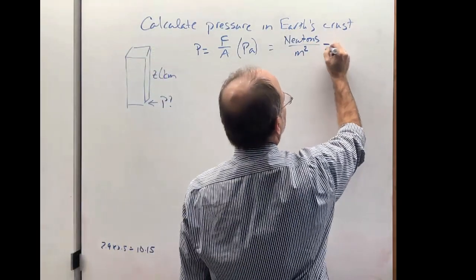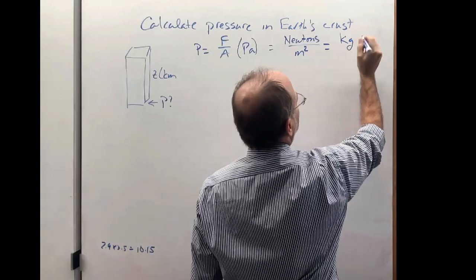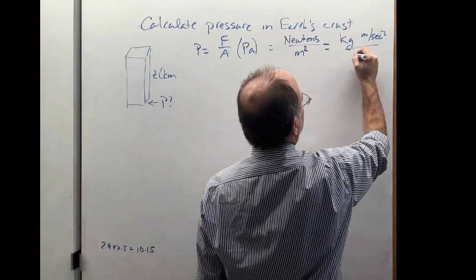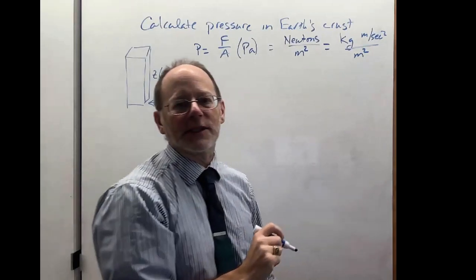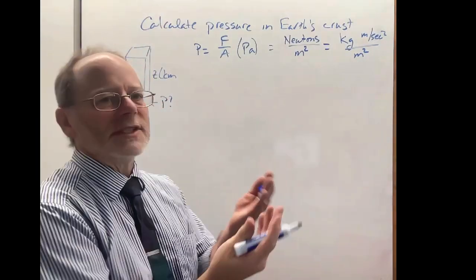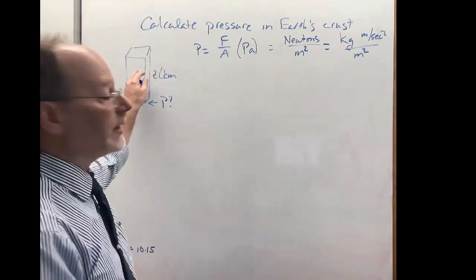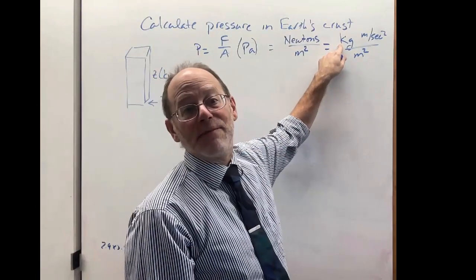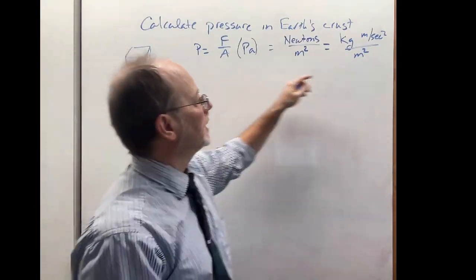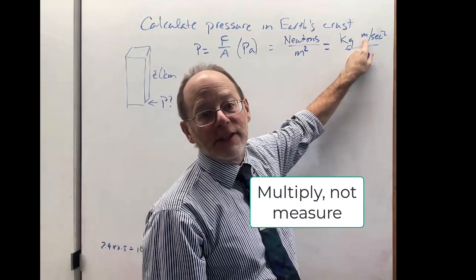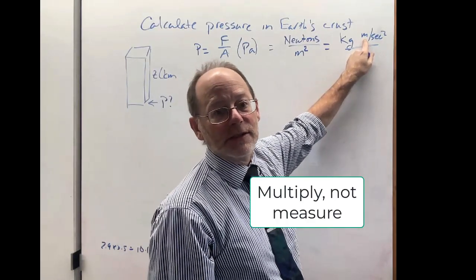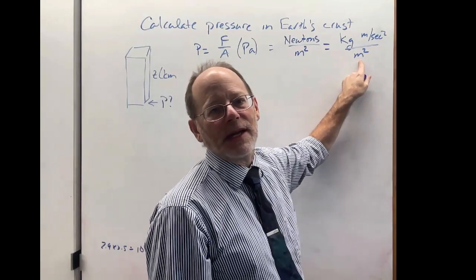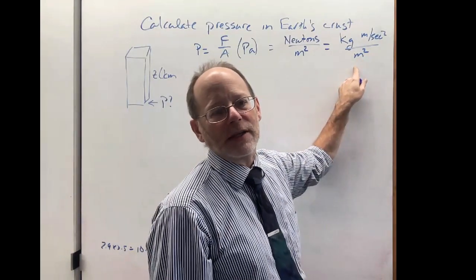A newton is a kilogram meter per second squared, and then divided by meter squared gives us pascals. Okay, so this gives us a sense of how we're going to go about calculating the pressure down here. The first thing we're going to do is find the mass of this column. We're going to multiply by gravitational acceleration, 9.8 meters per second squared, and then we're going to divide by the area over which we're calculating our pressure.